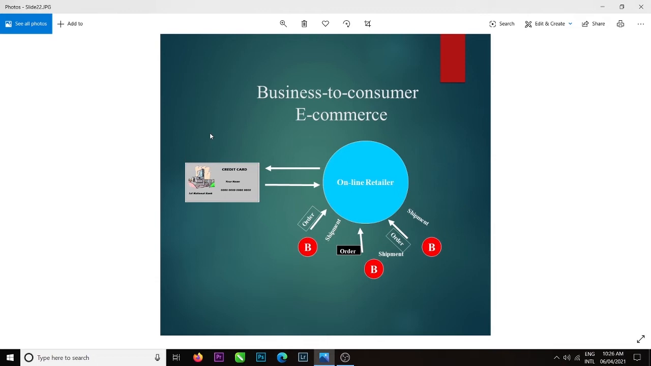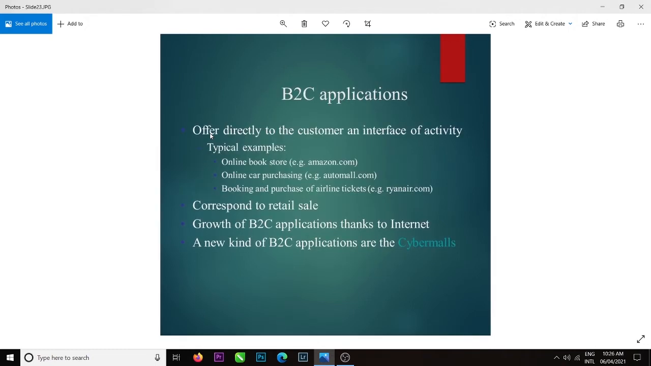That is done by the overall world, which will access the business to consumer. So the business will offer the products to the consumers with integration of logistics, payments, and customer support. Then the customer will buy the goods, order the goods, and receive the goods. It offers an interface of activity directly to the customer.